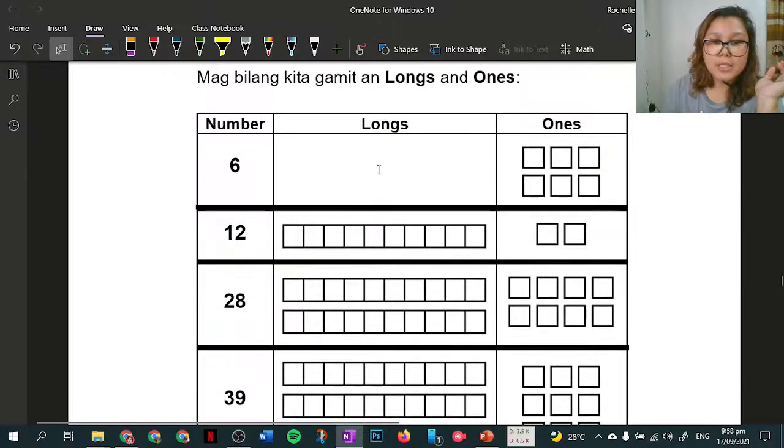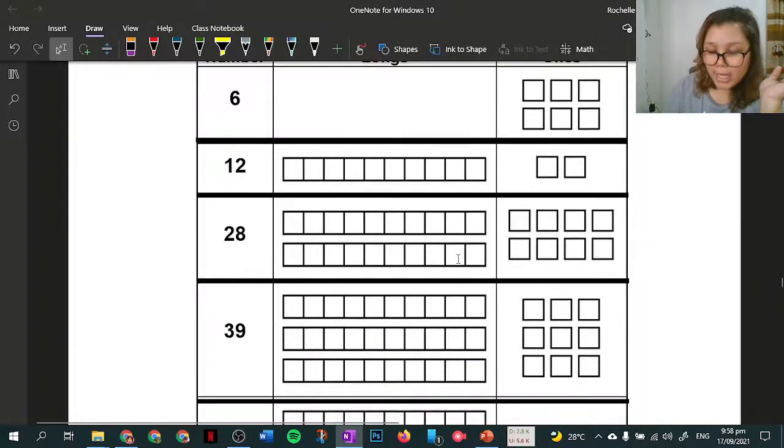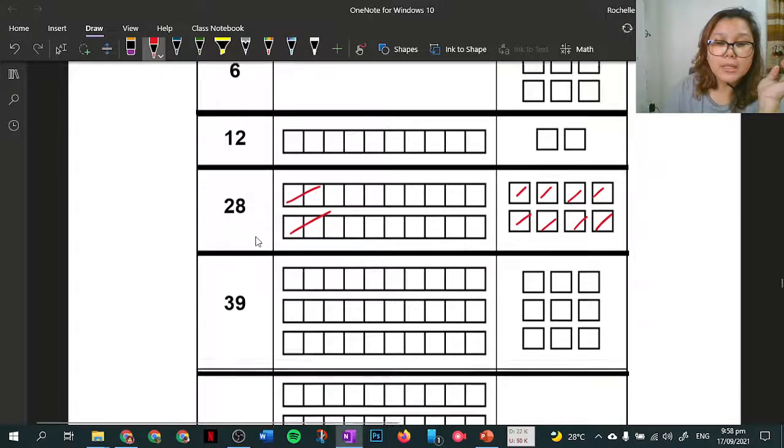Paano ba naging 6? Kasi 6 na ones lang. So, 1, 2, 3, 4, 5, 6. So, paano ito naging 12? 1 long, 10, 11, 12. Ito naging 28 kasi ang pagbilang, 10, 20, 21, 22, 23, 24, 25, 26, 27, 28. So, correct.